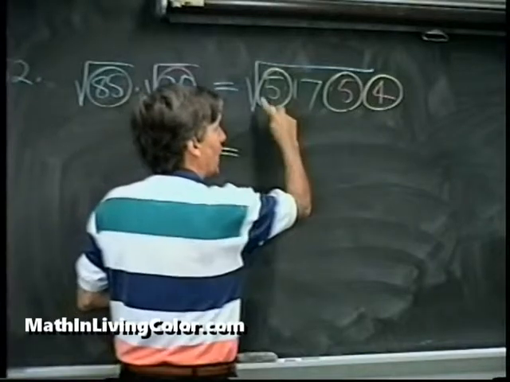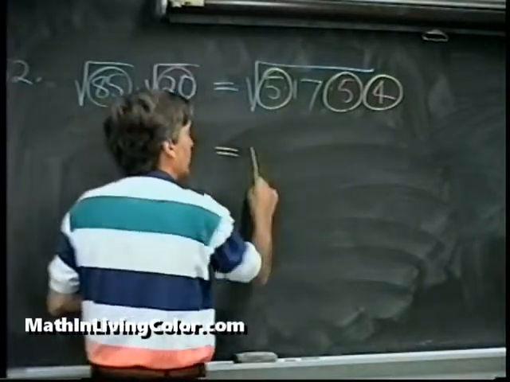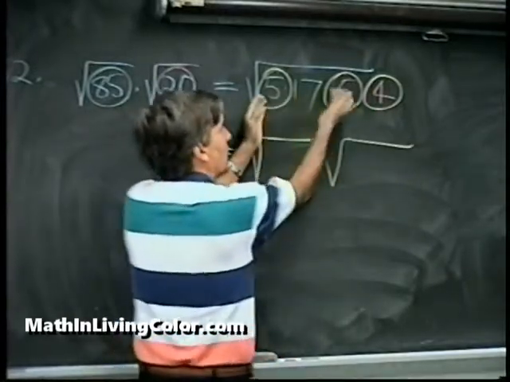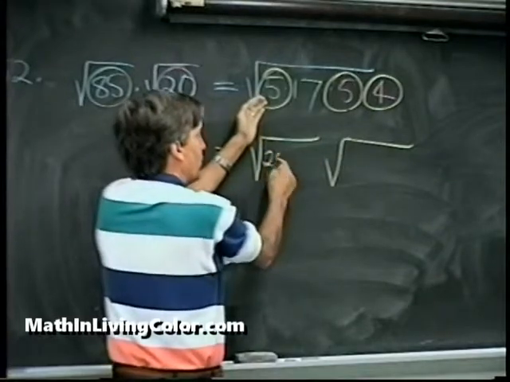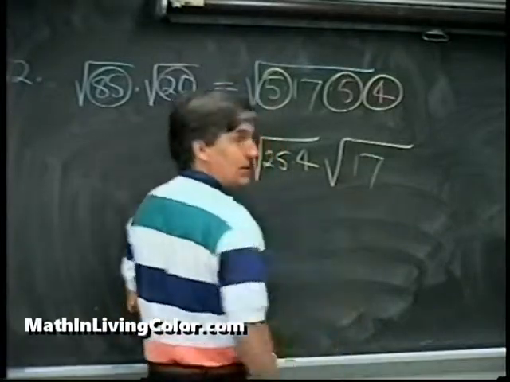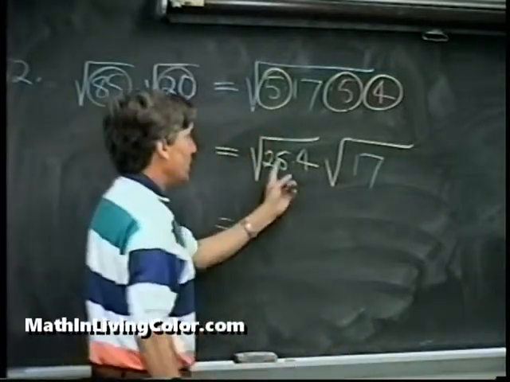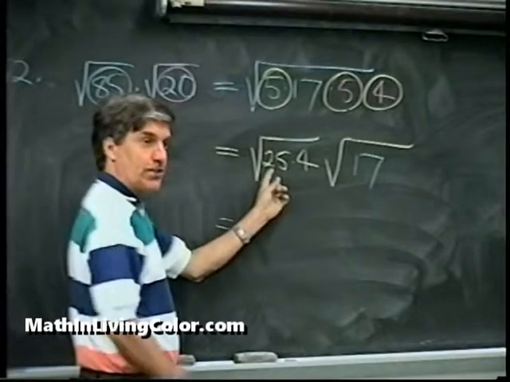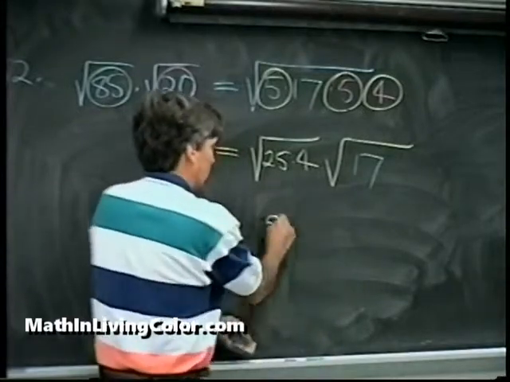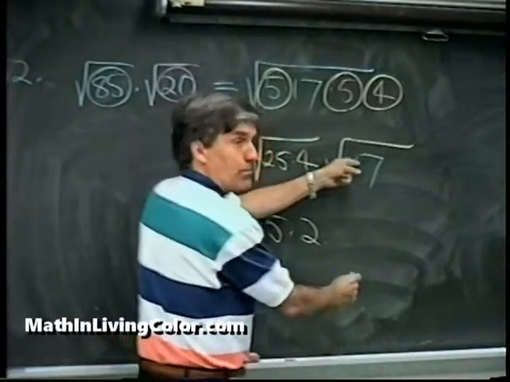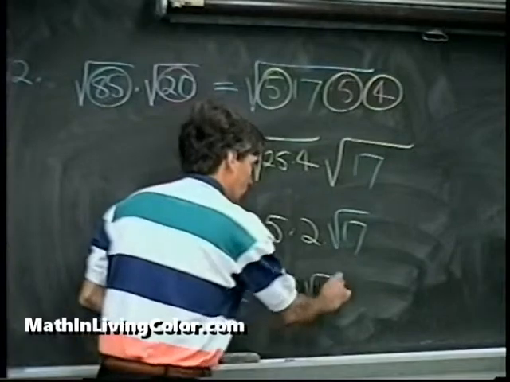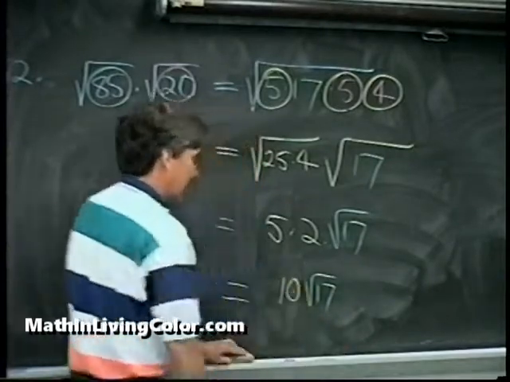Let me go ahead and make one more step. Make two square roots. What goes in the first square root? You've got 5 times 5, that's 25, times 4. And what's left over would be 17. Now the answer would be, the square root of 25 is 5 times 2, and left over would be the square root of 17. What's the final answer then? 10 square root of 17.